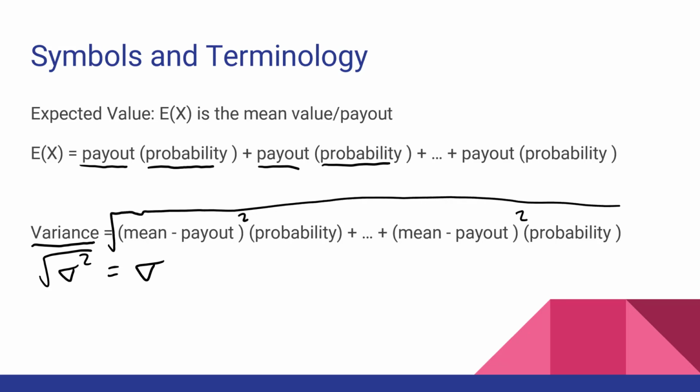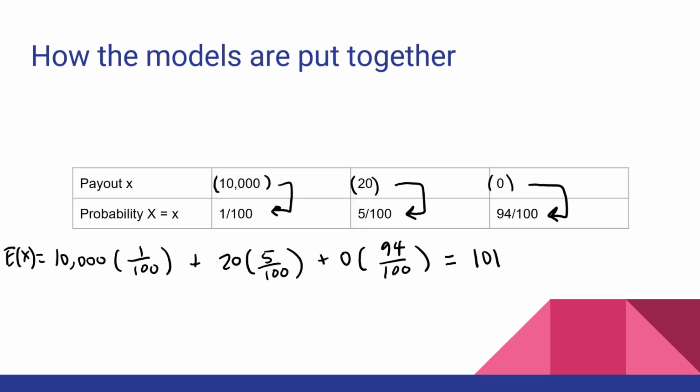The way we calculate it is our mean value, our expected value that we got up here, minus our first payout, and then you square that difference and multiply it with the corresponding probability of that payout, and then you add that up for every single term. So let's calculate our variance first. It is equal to our E of x minus our first payout. Our E of x, as we know, is 101. So 101 minus our first payout, $10,000, squared times the probability of the $10,000 occurring, 1 over 100. And that is our first term.